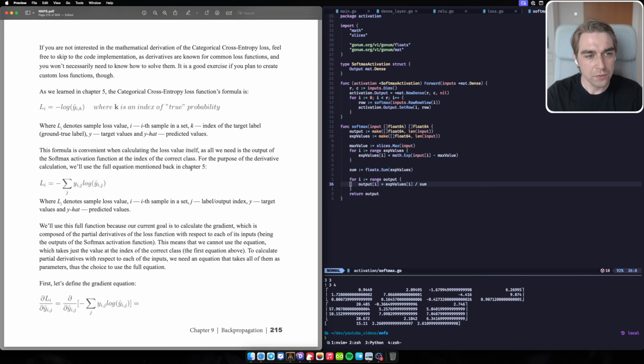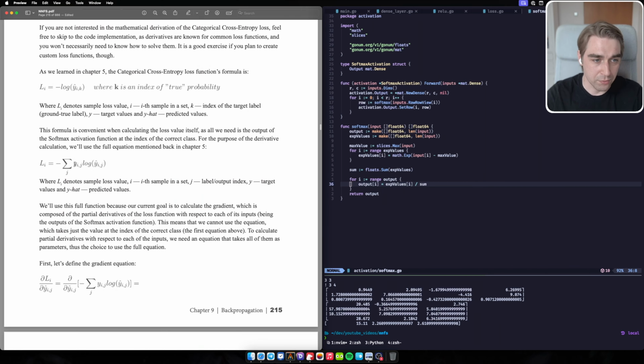For the purpose of derivative calculation, we will use the full equation mentioned back in chapter 5. So this is the full formula, but it got shrunk for the specific case into the previous one. L i denotes the sample loss value, i the sample in the set, j the label and output index, y the target values, and y hat the predicted values.